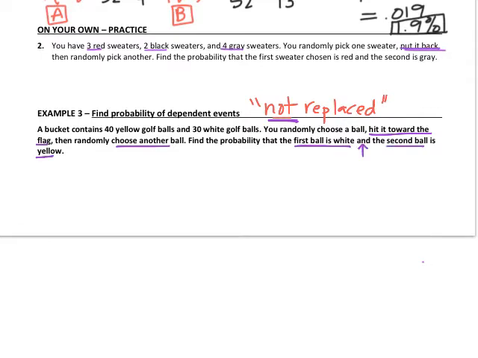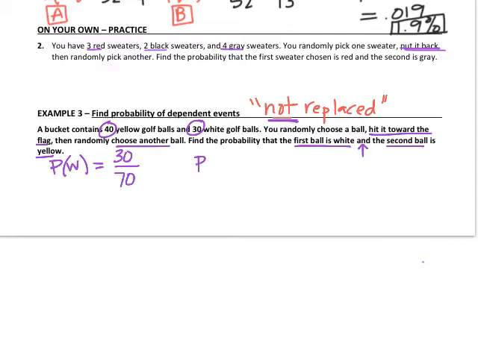All right, so what's the probability of us pulling out a white ball first in the bucket of 70? All right, I know I have 70 total because there were 40 yellow and 30 white. So the probability of white is going to be 30 out of 70. That's the first time we pulled a ball out of the bucket, and so we don't have to worry about it being dependent or independent because it's the first time it's happening.